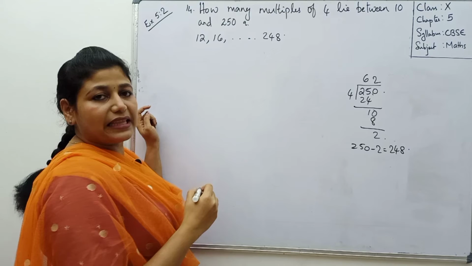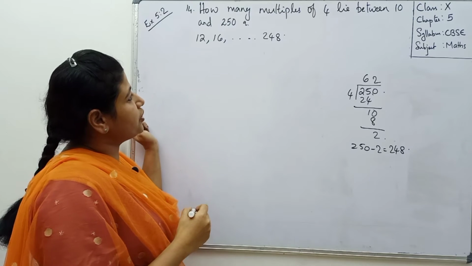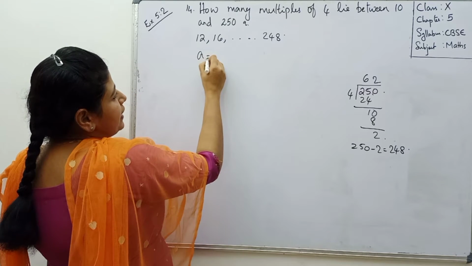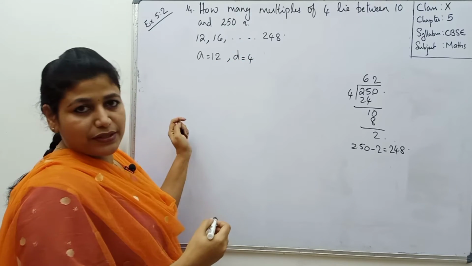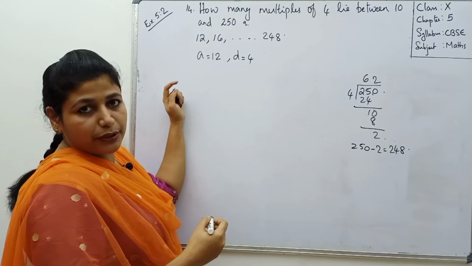We know that this is an arithmetic progression. Here the first term a is 12 and the common difference is 4, since these all are the multiples of 4. 4 is added to every number to get the next number.